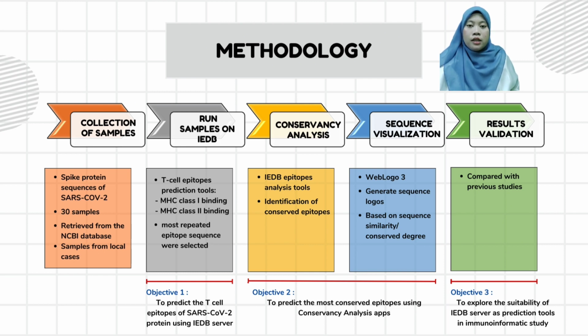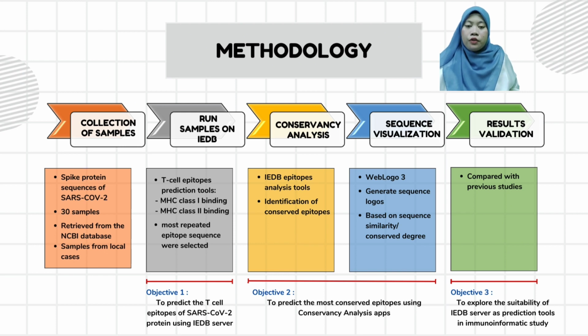Third, those listed epitopes will undergo conservancy analysis, which is also in the IEDB tools. This helps in the identification of the most conserved epitopes, and it is further visualized by WebLogo 3 tools, which generate sequence logos that show results based on the similarity and conserved degree. Both steps are conducted to follow objective 2. Lastly, the predicted epitopes were compared with previous studies to validate the final findings in this study, at once aligned with objective 3.